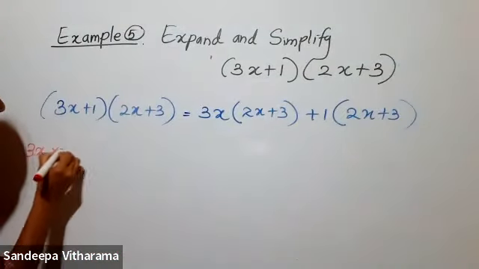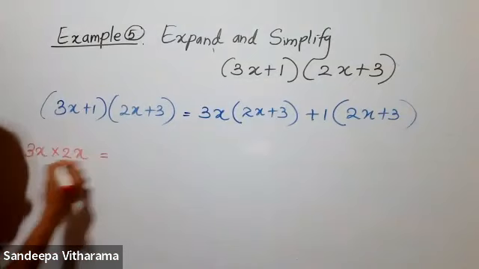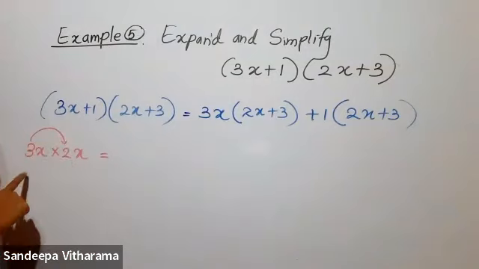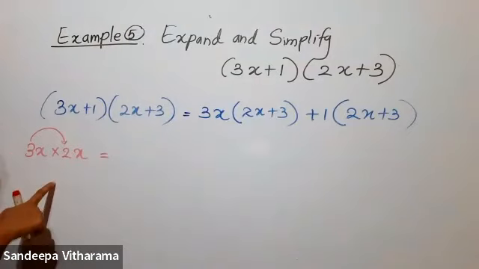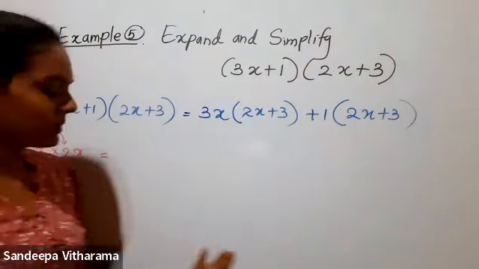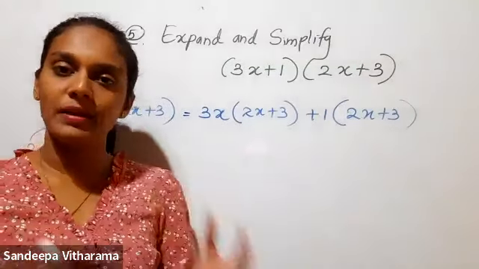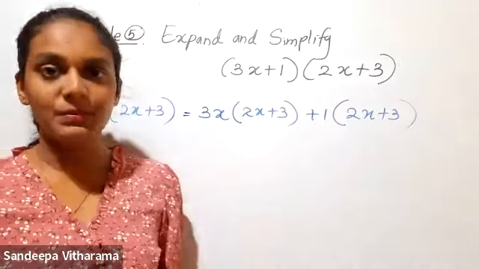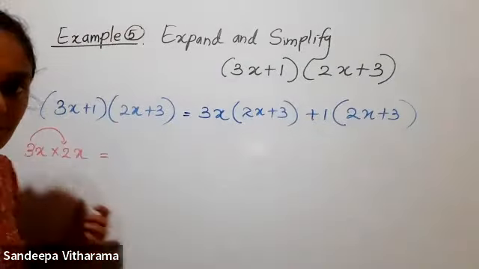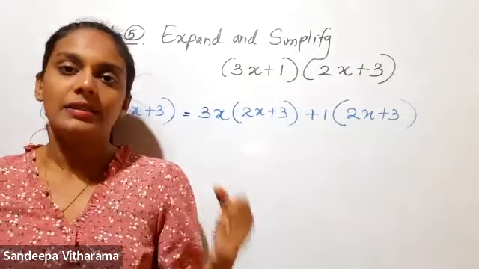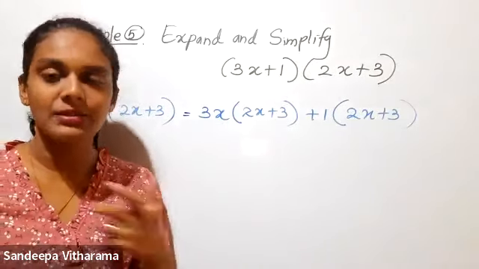3x multiplied by 2x. In this case, in such a way, you have to multiply the numbers first. Because as I explained before, we have to give the priority to the numbers first. So before we multiply the algebraic terms, we have to multiply the coefficients. What are the coefficients? They are the numbers in front of an algebraic term.